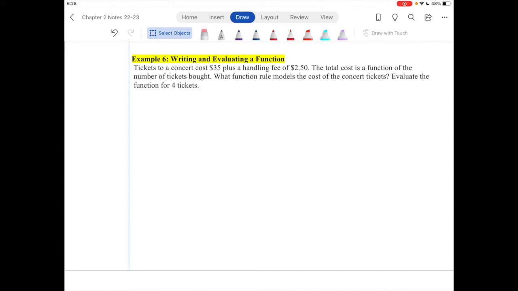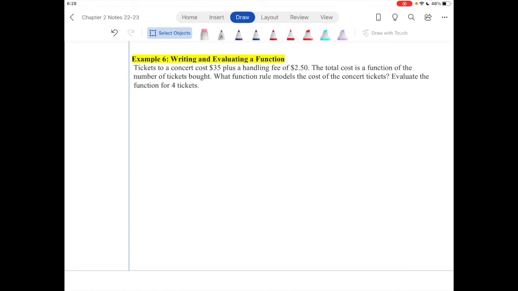Now that we know how to evaluate functions, let's go over how to write a function in function notation. So let's say that the tickets to a concert cost $35 plus a handling fee of $2.50. The total cost is a function of the number of tickets bought. What function rule models the cost of the tickets? Let's start with that first question before we evaluate.